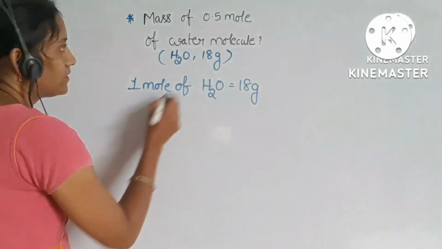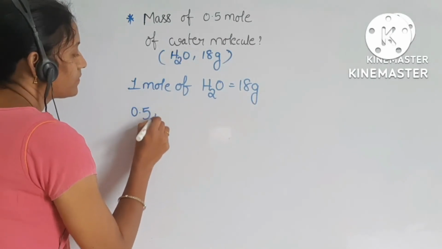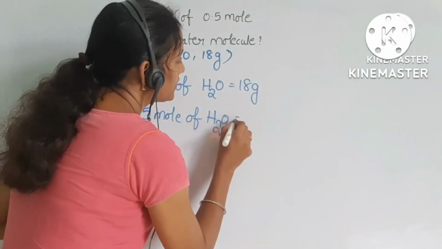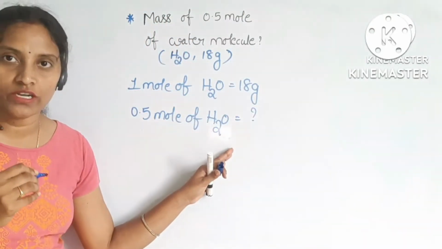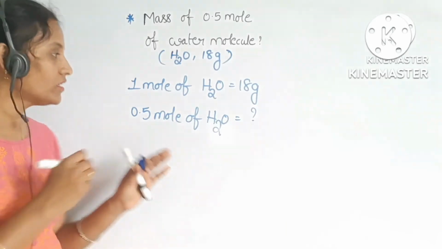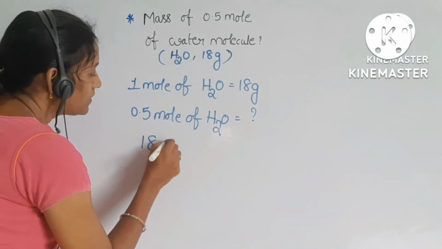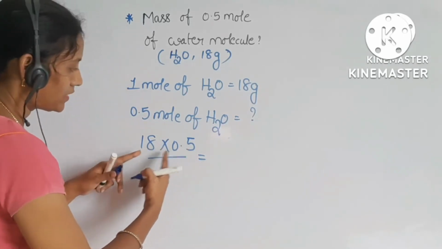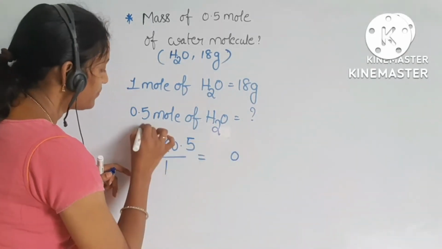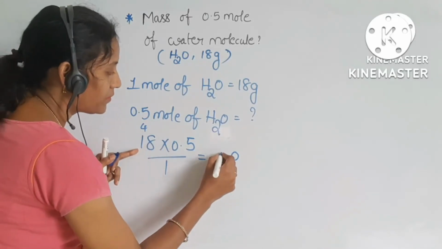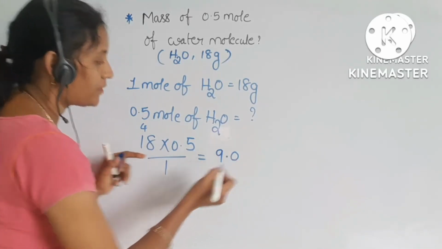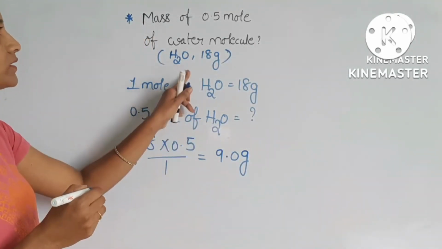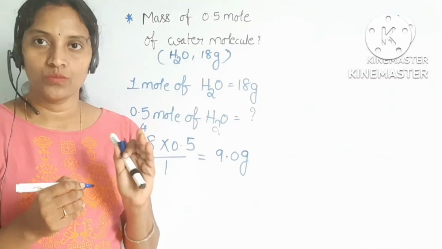Then 0.5 mole of water is equal to how many grams? You have to calculate. Here also, cross multiplication. So 18 into 0.5 divided by 1. You can multiply: 5 eights are 40, 5 ones are 5 plus 4, 9. So 9.0 grams of water is present in 0.5 mole.